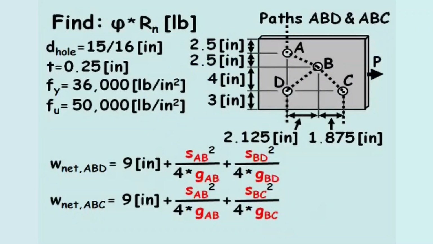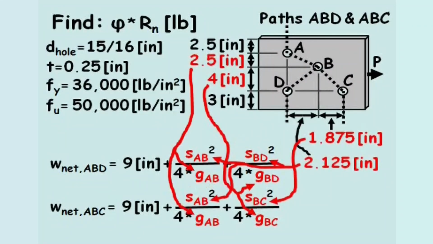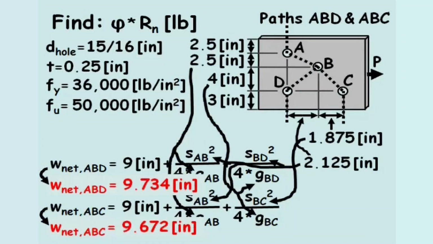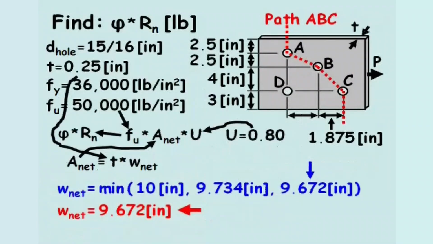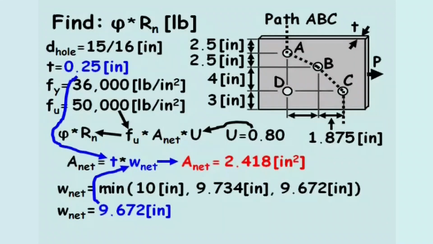Since there are 2 diagonal segments in each path, we can write out the quotients, substitute in the appropriate values for S and g, and solve for the net widths for paths ABD and ABC, which equal 9.734 inches and 9.672 inches, respectively. Therefore, the net width in the steel member equals 9.672 inches, and will fracture along path ABC. Solving for the net area, we get 2.418 inches squared.